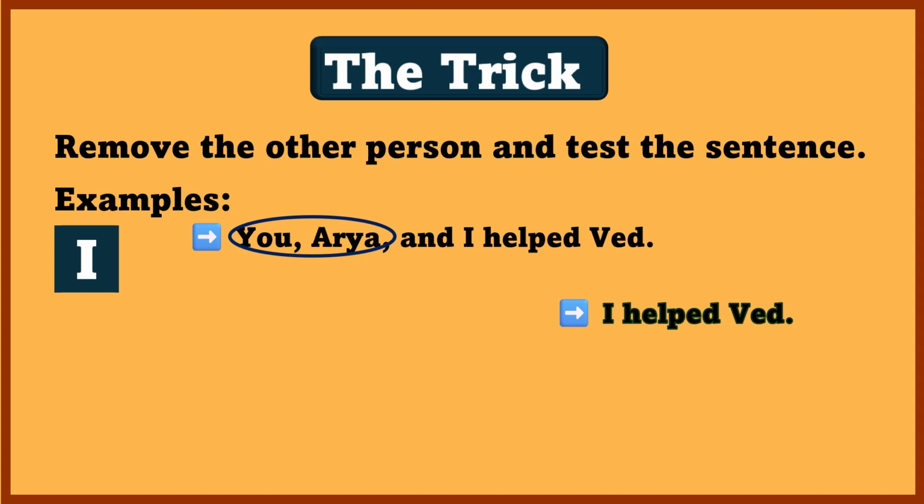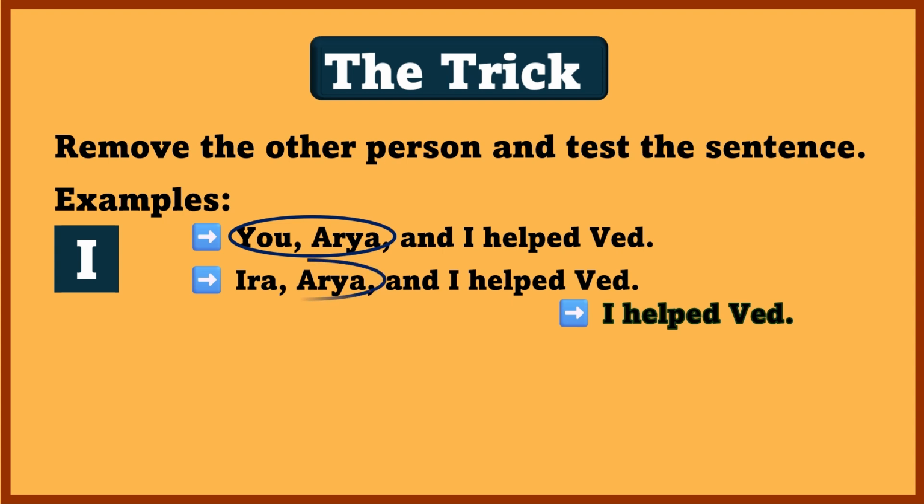Let's look at another example. Ira, Arya, and I helped Ved. Remove Ira and Arya from the subject. Again, the sentence would be I helped Ved, which is absolutely correct. Similarly, to check whether me is correctly used in a sentence with multiple objects, remove the other person or people from the object group. If the sentence still sounds correct, then me is used correctly.